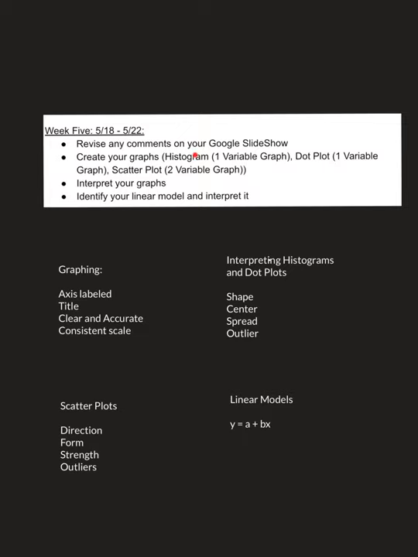So as an example, your histogram will either be age or wins, okay? And your dot plot will be the other. So if your histogram was age, your dot plot's going to be wins, okay? So for your histogram and dot plot, your x-axis will be your variable, okay? Will be either age or wins or whatever you're studying. And then your y is going to be the number of times that happened.